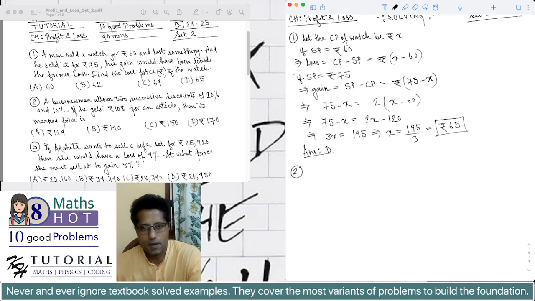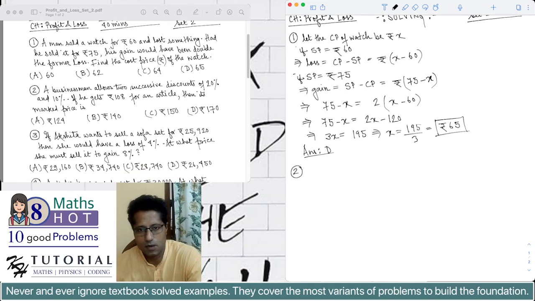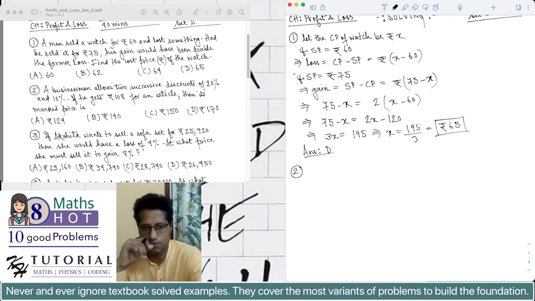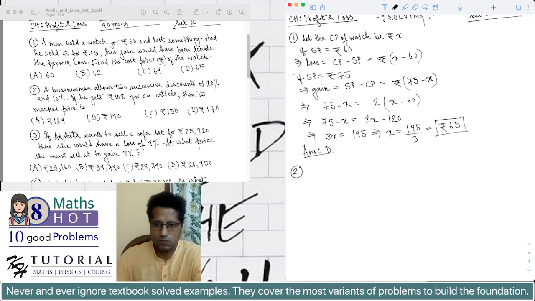A businessman allows 2 successive discounts of 20% and 10%. If he gets rupees 108 for an article, it means that after giving the 2 successive discounts, the final selling price is rupees 108. Then what is its mark price? It is asking for the mark price.